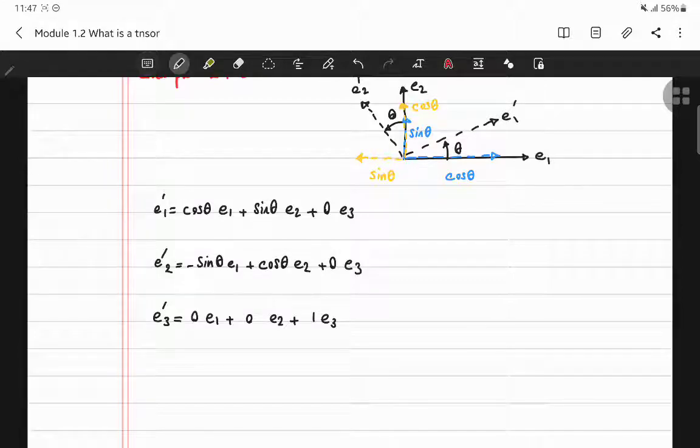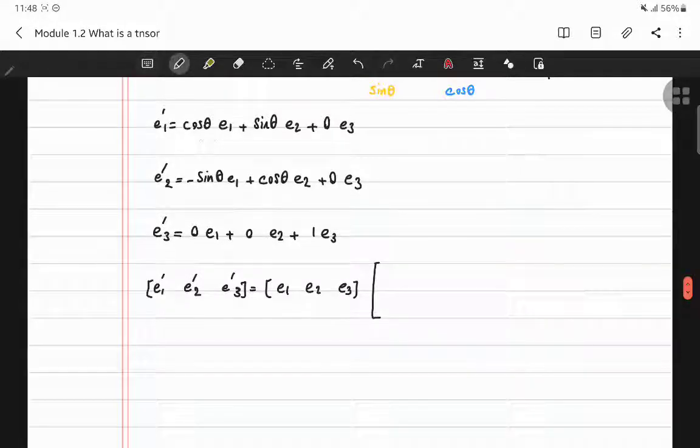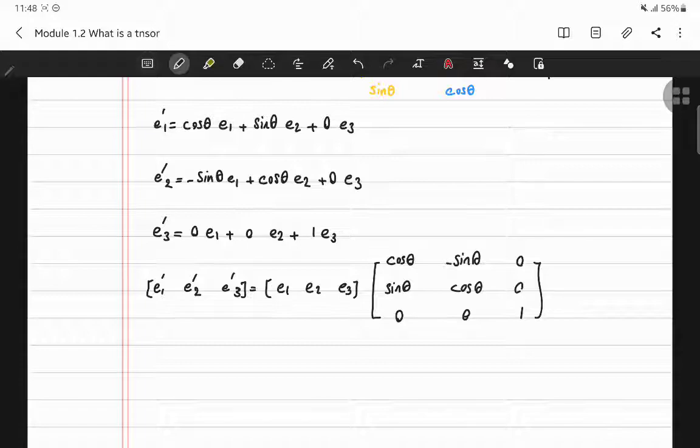So if you write the proper transformation here, you'll see that E prime 1, E prime 2, and E prime 3 is equal to E1, E2, and E3. So I have to write these components here in the column form. So this is cosine theta, sine theta, 0 in the first row, and minus sine theta, cosine theta, 0 in the second row, and 0, 0, and 1 in the third. And if you multiply this by this, you will get cosine theta E1, sine theta E2, 0 E3, which is the same as here.